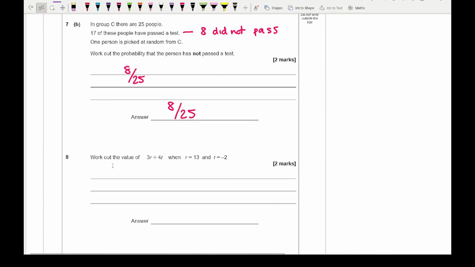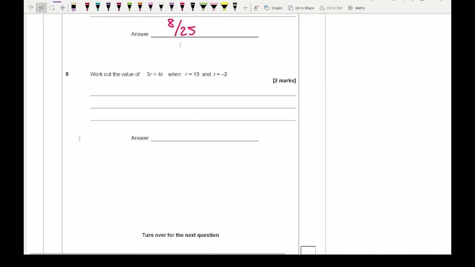Then for question 8, it says work out the value of 3r plus 4t when r equals 13 and t equals minus 2. So for this, what I'm going to do is I'm going to write in brackets. So I've got 3 times 13 plus 4 times minus 2, and again you can either work this out in your head mentally or you can use your calculator, but that's the calculation you should have. So it's going to be 39 minus 8, which is 31. Again, if you went straight into a calculator, that's fine, but just be mindful of the negative 2.